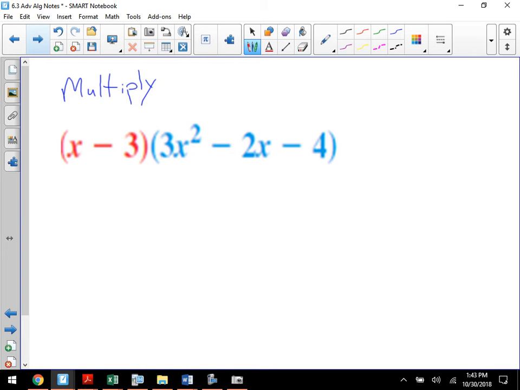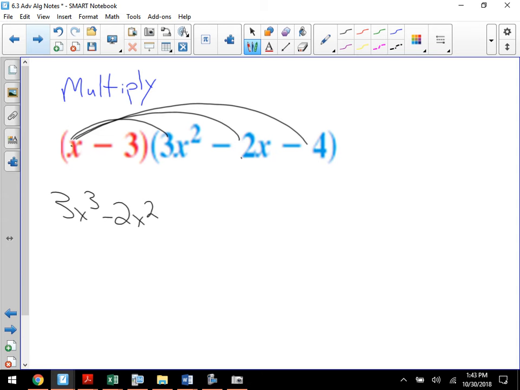And what I would do, if I were you, is I'm always going to do my arrows for the first 3 or however many you have to do. Distribute out. Distribute and write it down. X times 3x squared is 3x cubed. X times negative 2x is negative 2x squared. X times negative 4 is negative 4x. I get my first 3 pieces.